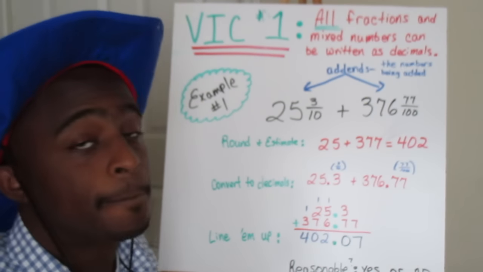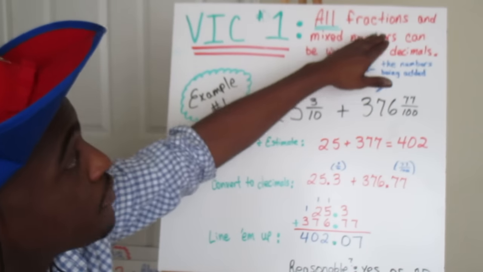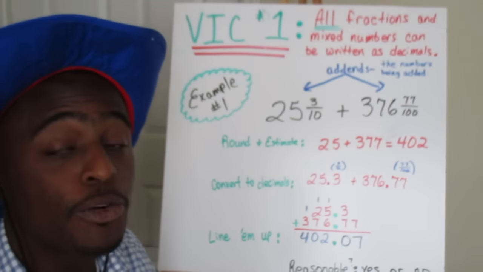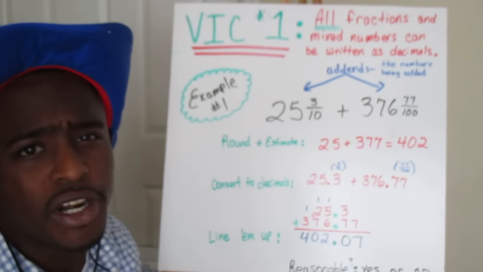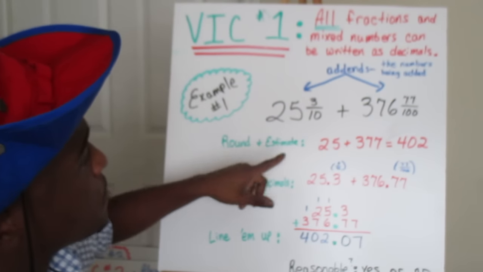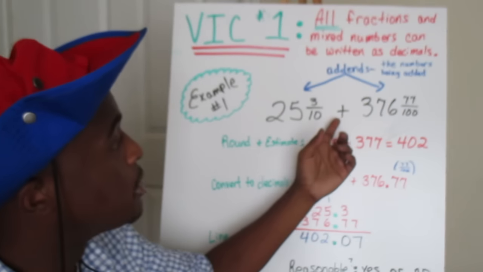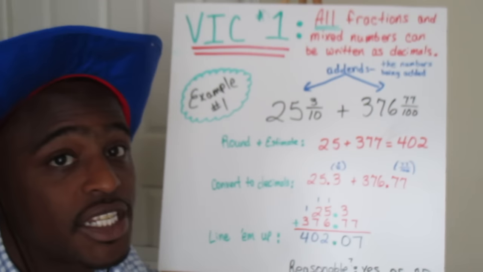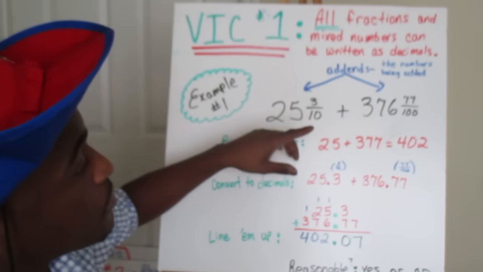Big idea number 1. One of the main things I want you to understand is that all fractions and mixed numbers can be written as decimals. Decimals are just another way to express a number. All right, let's look at example 1. We have 25 and 3/10, a mixed number, plus 376 and 77/100, another mixed number.